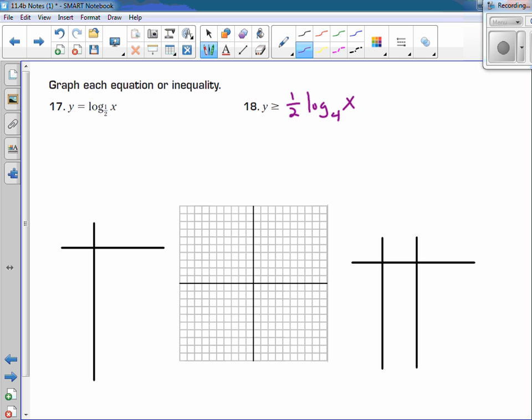We need to rewrite this because I have this 1/2 that is not doing me any good because I need to make this work just log of something. So we're going to use our log properties, and it says that you can take a coefficient and make it an exponent. So I'm going to have y is greater than or equal to log base 4 of x to the 1/2 power. Okay? And so then I need to rewrite it. So I'm going to get 4 to the y power is greater than or equal to x to 1/2.